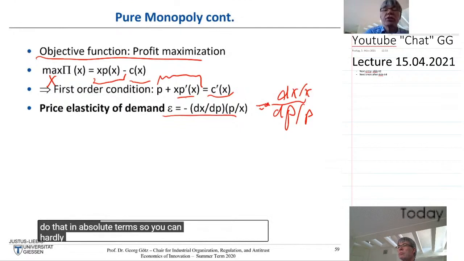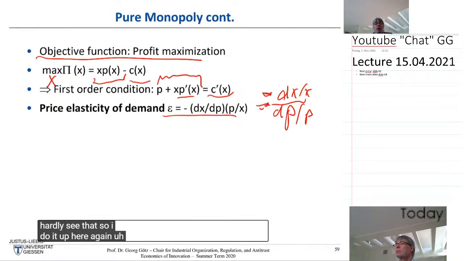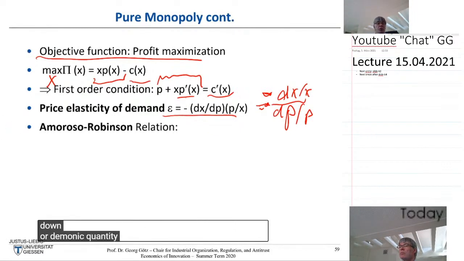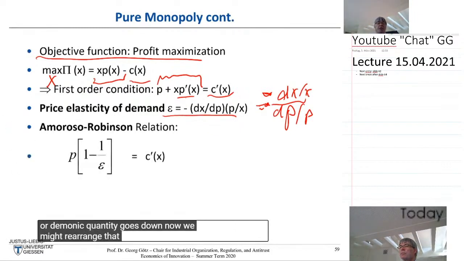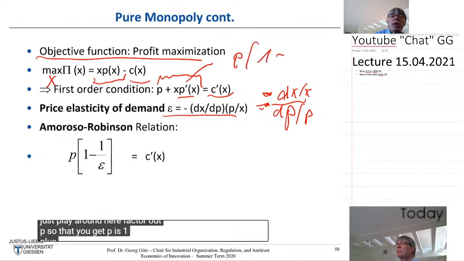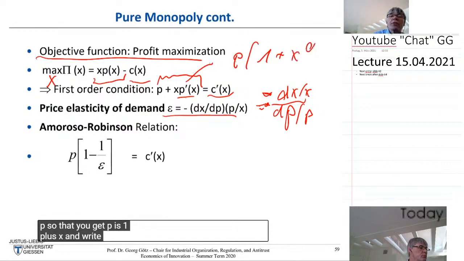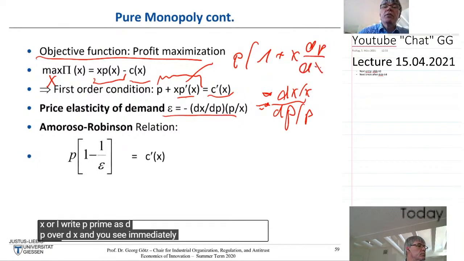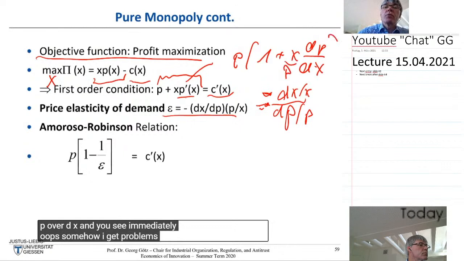So you can hardly see that, so I do it up here again. In absolute terms, because we know always that if we increase the price, the demand goes down, or demanded quantity goes down. Now we might rearrange that, just play around here, factor out p, so that you get p times 1 plus x, and write p prime as dp over dx, and you see immediately, oops, somehow I get problems here.